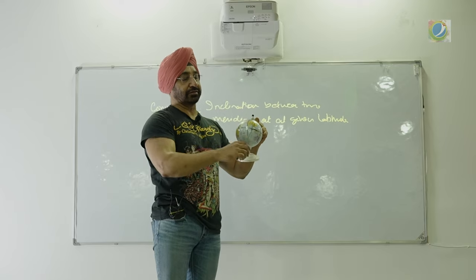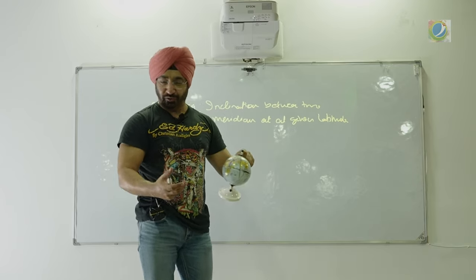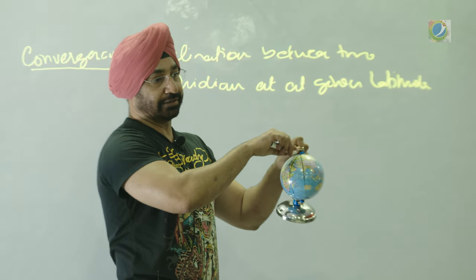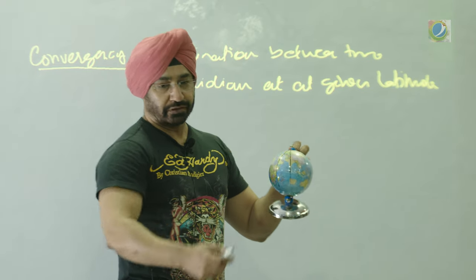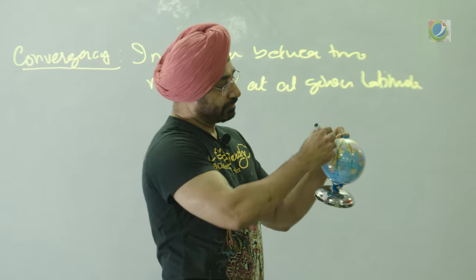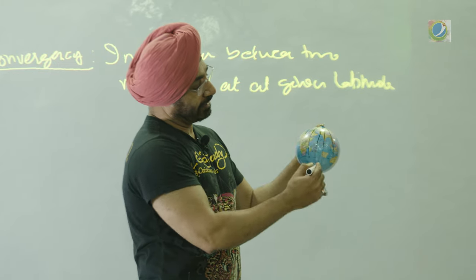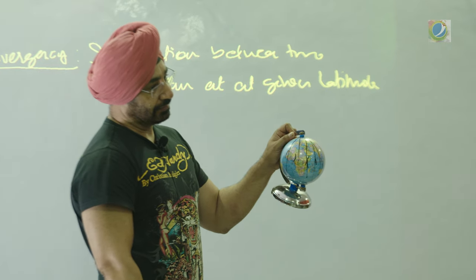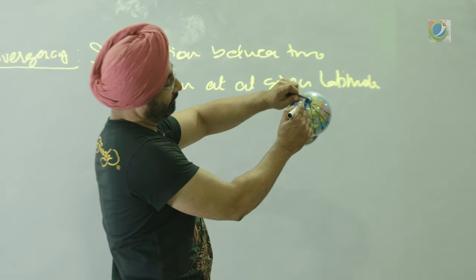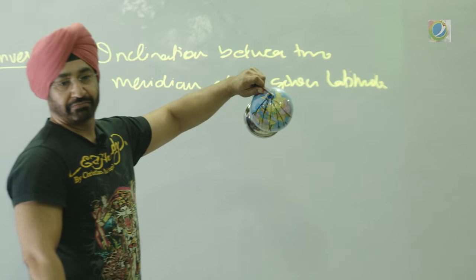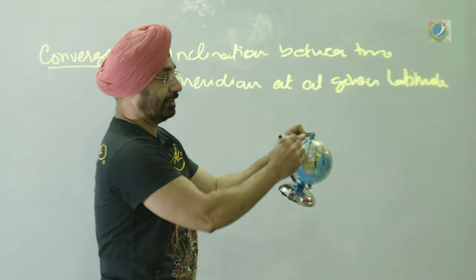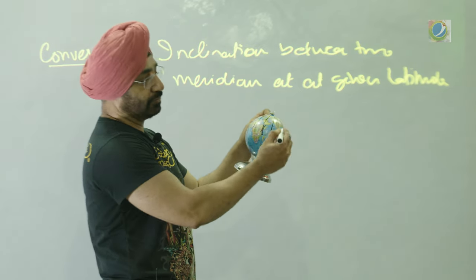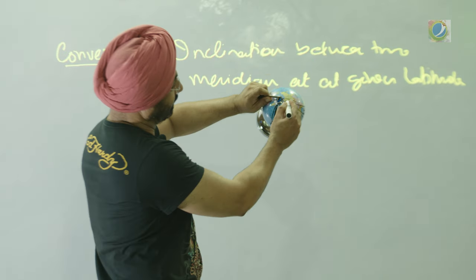If you look at these lines, anybody's got a globe? That's how these meridians are, correct? Those who have not studied, don't worry. If you look at these meridians, at equator they are parallel, correct? And whatever the difference in longitude, that is the angle between them. For example, let's say this is a prime meridian, and this is 90 degree east meridian. What about equator? They are parallel. Look here, how much is the angle? 90 degree.